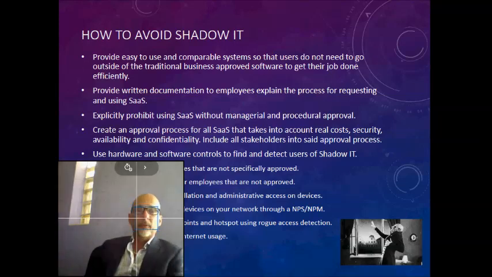The first thing is, as a business, you should provide your employees with comparable systems so that they do not need to go outside of the traditional business or approved software to get their job done efficiently. For example, one common driver of shadow IT is sending large files by email. Many organizations restrict their email attachment sizes to 10 megabytes for good reason. Sometimes employees, especially in engineering and graphics departments, need to send files that are larger than this.